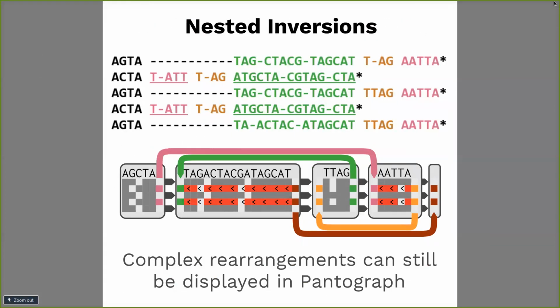Pantograph is also capable of clearly displaying complex rearrangements, including nested inversions. Inversions are shown as an entire component row colored in red for specific individuals, but their sequence is interpreted as the reverse complement of the listed pangenome sequence. In this example, we show an inversion, TTAG, in the third component from the left, nested inside a larger inversion, the second, third, and fourth components, in order to show how Pantograph can handle complex topology in many individuals.